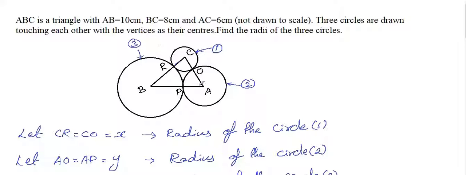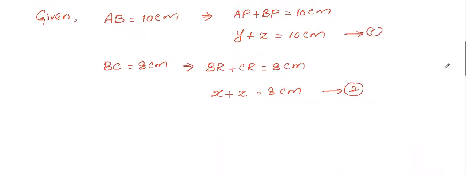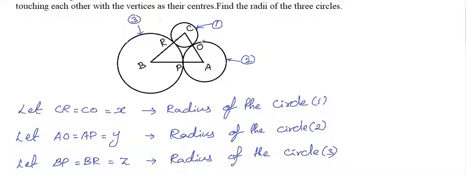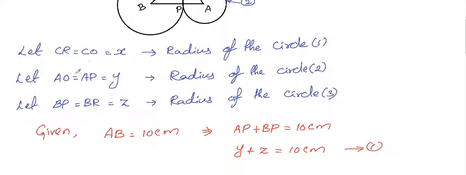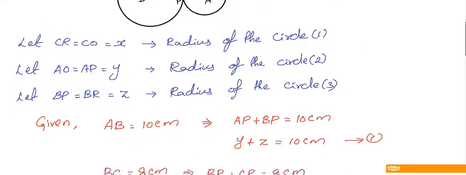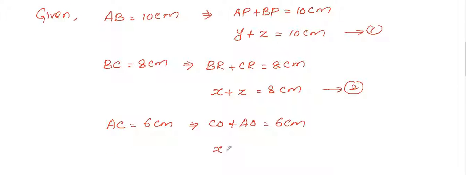And the final side is AC. Here AC is 6 centimeters, and O is in between A and C. So we can split it as CO or OC plus OA or AO equals 6 centimeters. Here the CO length is the radius of circle 1, which is X, and AO is the radius of the second circle, which is Y. So X plus Y is equal to 6 centimeters.